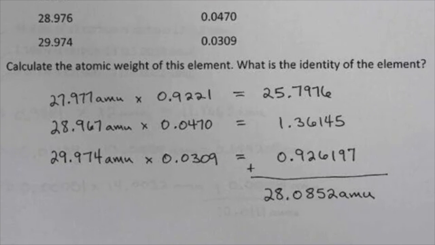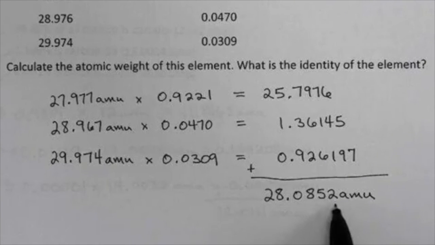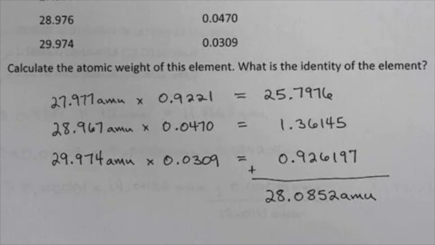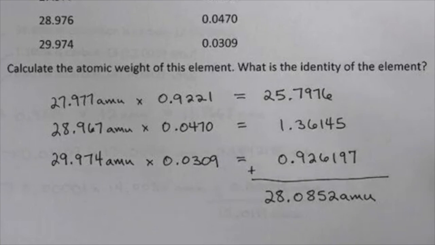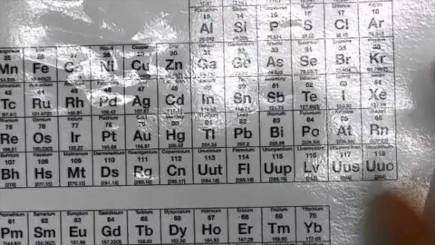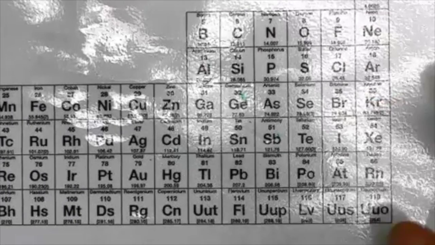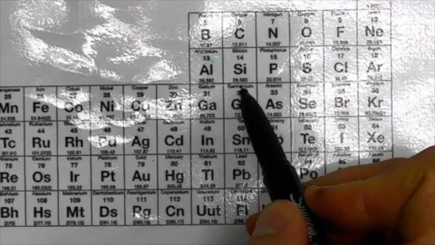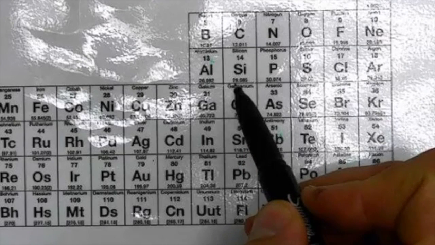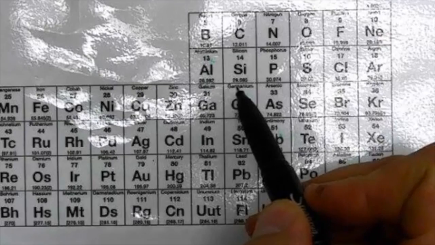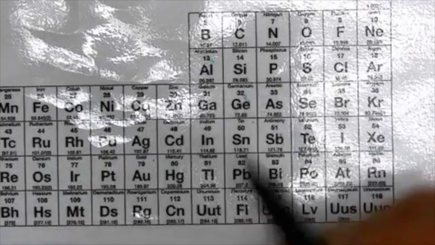Okay, so there you can see my answer, 28.0852 AMU. And then the other question is, what is the identity of the element? If we go to a periodic table, the closest element to that mass is going to be silicon. It's almost certainly silicon because this periodic table says silicon is 28.085.